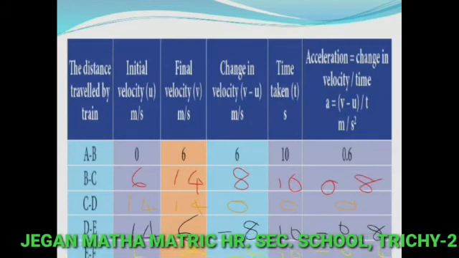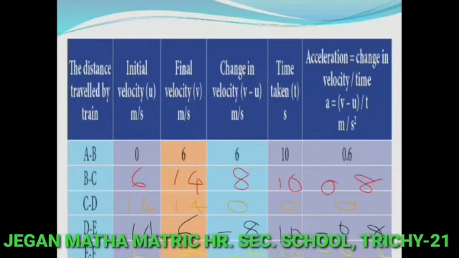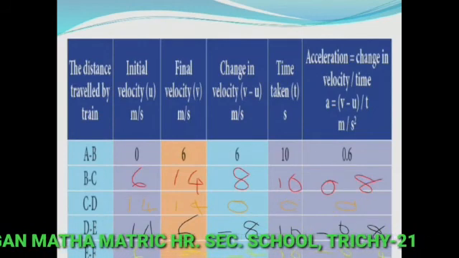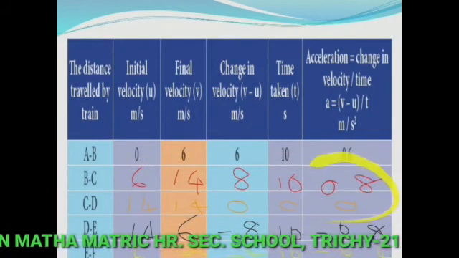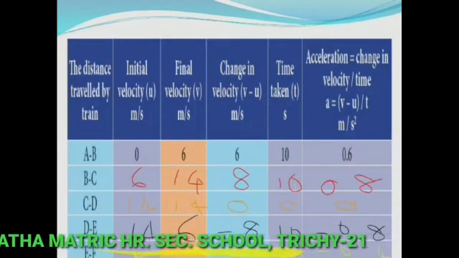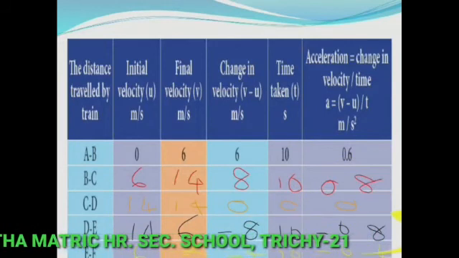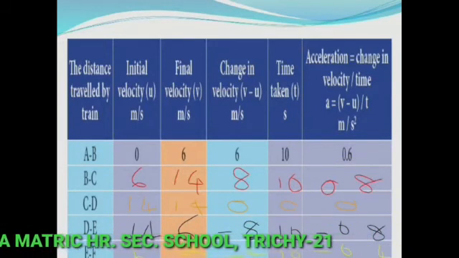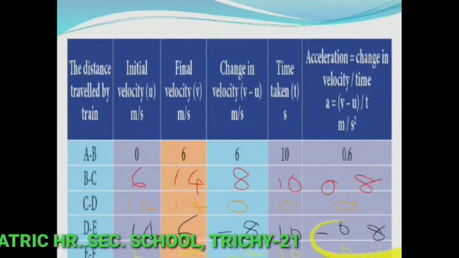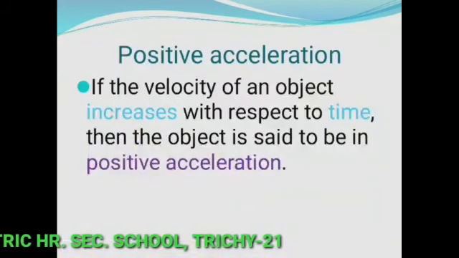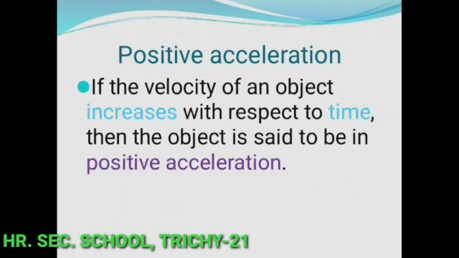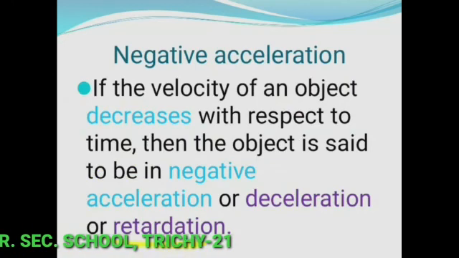Velocity of an object decreases with respect to time. So in these cases, velocity of the object increases with respect to time. So these are all positive acceleration, from D to E, then E to F. In these cases, velocity of a train decreases with respect to time. So these are all negative acceleration. The other names for negative acceleration are deceleration or retardation.